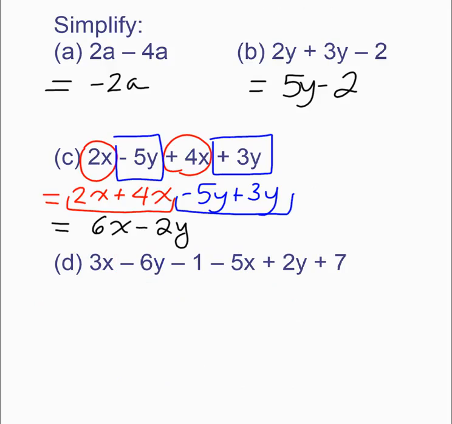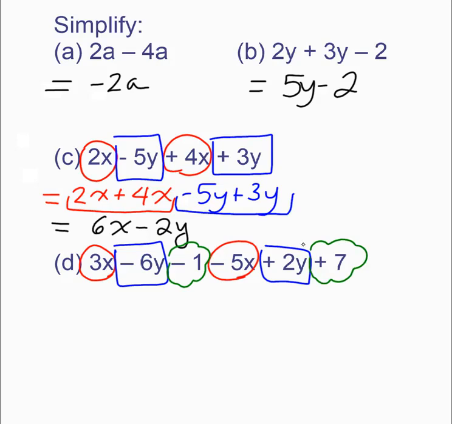Now that was a bit more work than these two because these two were already collected for you. So let's look at this last one. Again, I'm going to circle the x's. I'm going to put a square around the y's. And let's say I'm going to put a squiggly around the constants. Then I put my x's together. I make sure that I add or include the signs. I put my y's together. And I put my constants together.